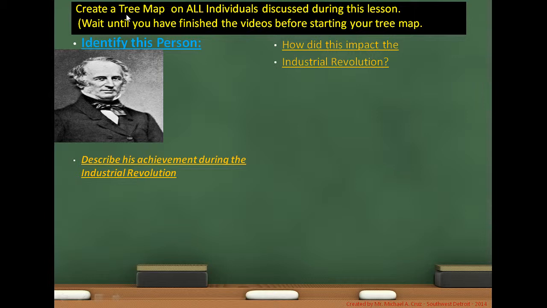When we're done with this part of the lesson where we're introducing just some of the individuals who had an impact during the Industrial Revolution, you're going to make a tree map on these individuals. I'll do the first one for you, the first branch in class. You can use that as a model, and then you'll finish it. But don't work on your tree map until we're all done. So just follow these directions.